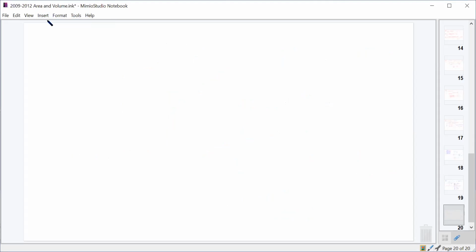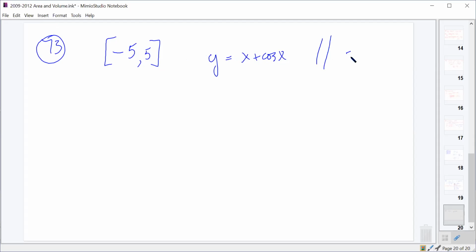Okay, 73. We want to know at how many points on the interval -5 to 5 inclusive is a tangent to y equals x plus cosine x parallel to the secant line. When is it parallel to the secant line? This question is sort of like a mean value theorem for derivatives question, basically.